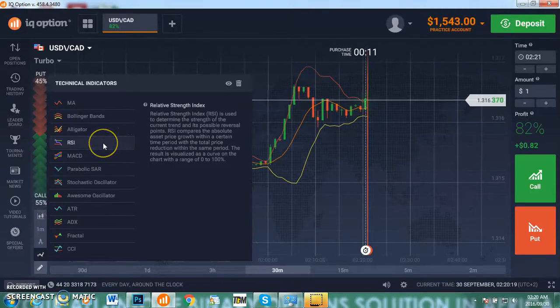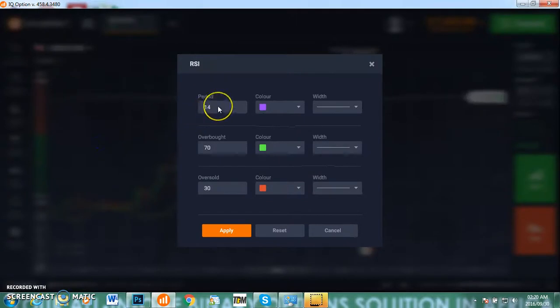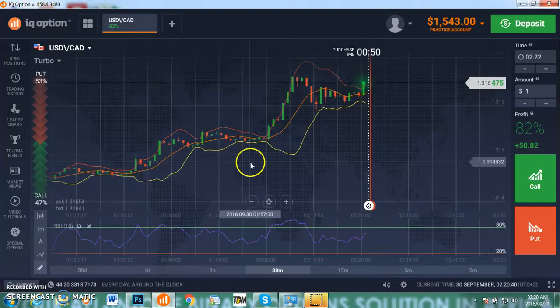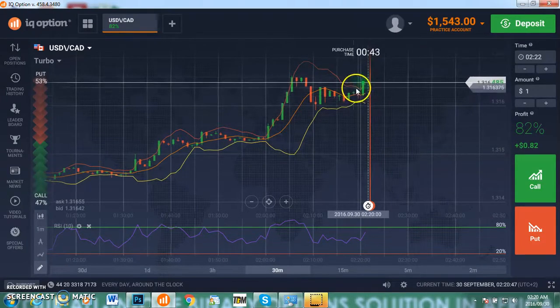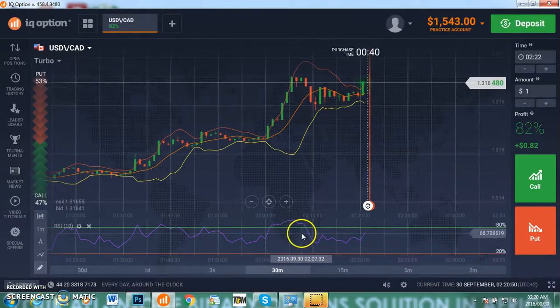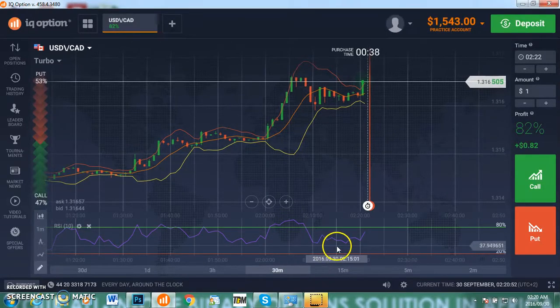Change it to 8 and apply, and come back to indicators again, and then click on the RSI, the relative strength index. Just click on it, and we're going to change this one to a 10. Change the period to 10, the overbought to an 80, and the oversold to a 20, and just apply. So the Bollinger Bands are these lines that are covering the candles, and the RSI is this part over here.